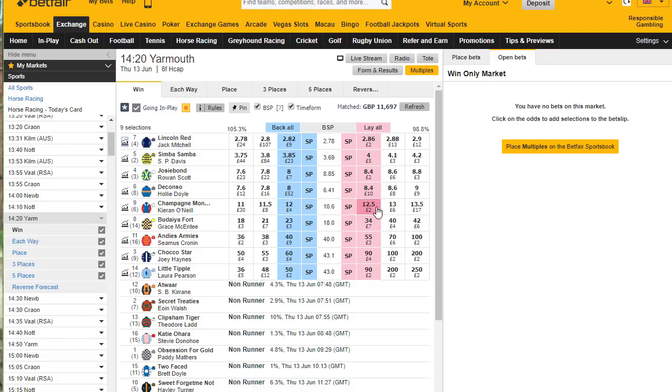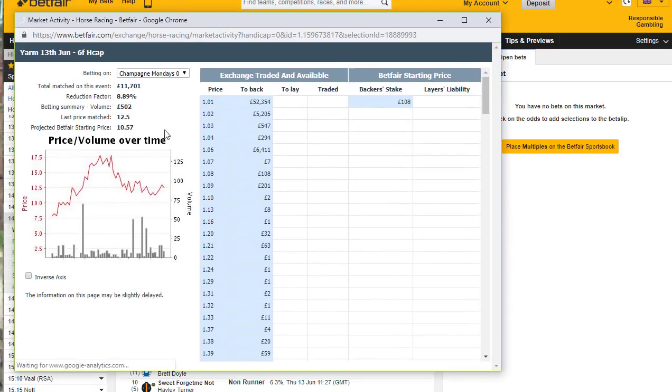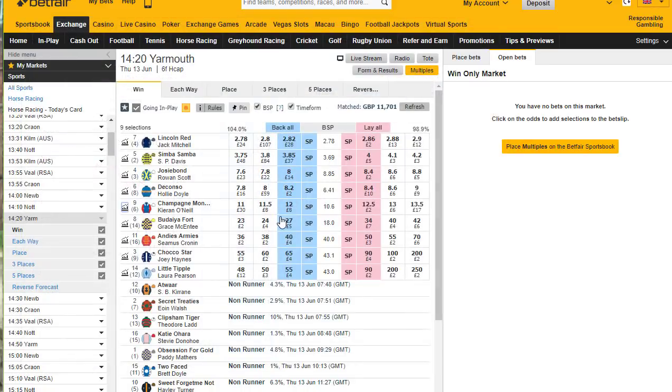So Champagne's just dropped a tick or two, so nothing too major. But again, it's come in. But these outsiders are a lot harder to trade because there's not so much money on them. So you've got to be a little bit more careful about the prices. They tend to move about quite quickly, just purely because a bit of money coming in will change the prices.